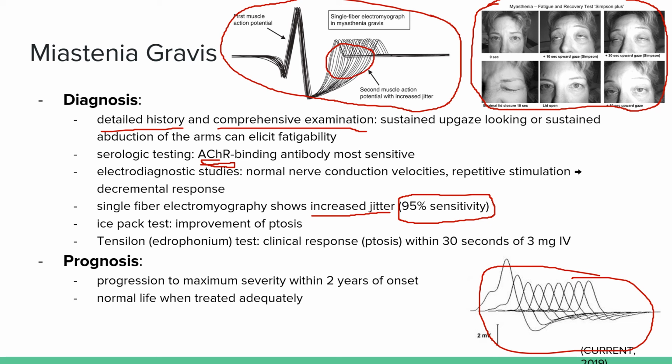The ice pack test also is something we can do in the clinical setting, and when we put an ice pack on the eye, we expect to find improvement of ptosis. Also, with the edrophonium or Tensilon test, we expect to find a clinical response of the ptosis within 30 seconds of 3 milligrams IV. The prognosis of this disease is a progression to maximum severity within 2 years of onset, but there is a normal life when the treatment is adequate.